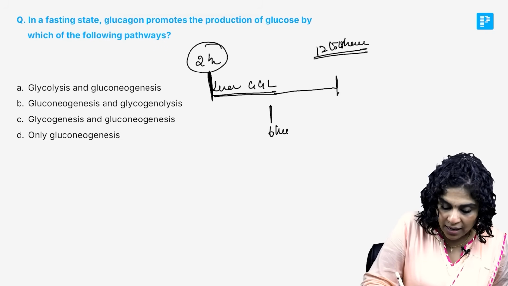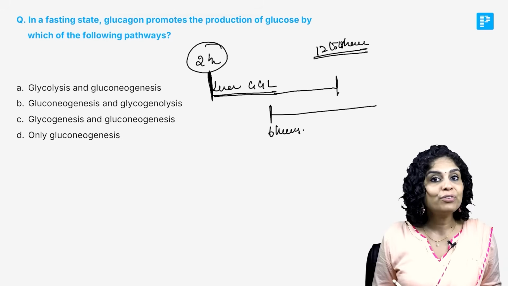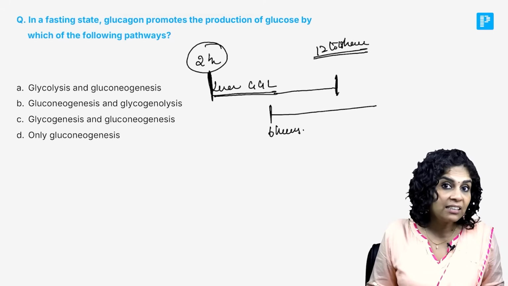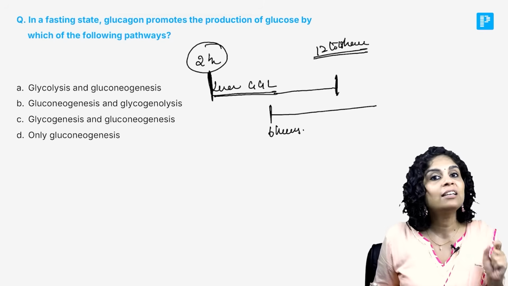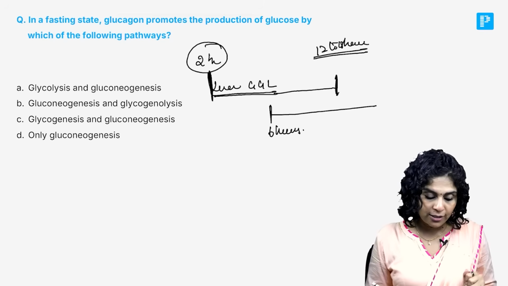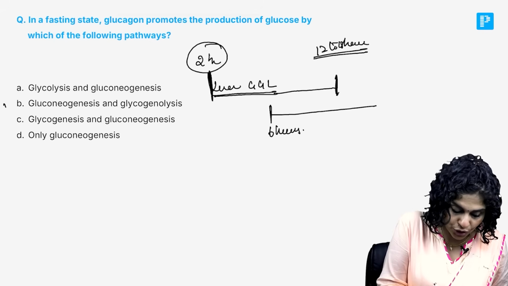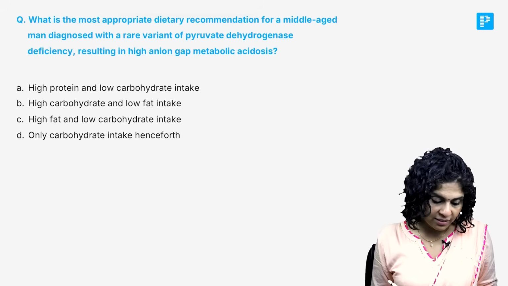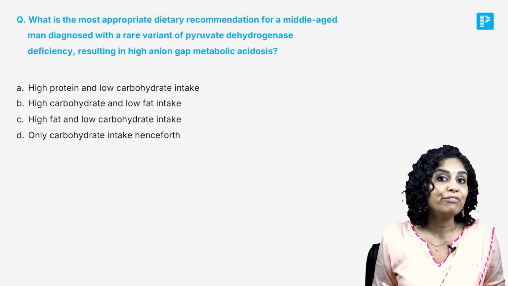Gluconeogenesis begins 6 hours after the previous meal. Though it begins 6 hours after the previous meal, as I told you previously, for the first 12 to 18 hours, it is the liver glycogenolytic pathway which maintains blood glucose. So the answer for this question is glycogenolysis and gluconeogenesis, which is choice B. This question is a repeat question, meaning this has been previously asked in FMGE.